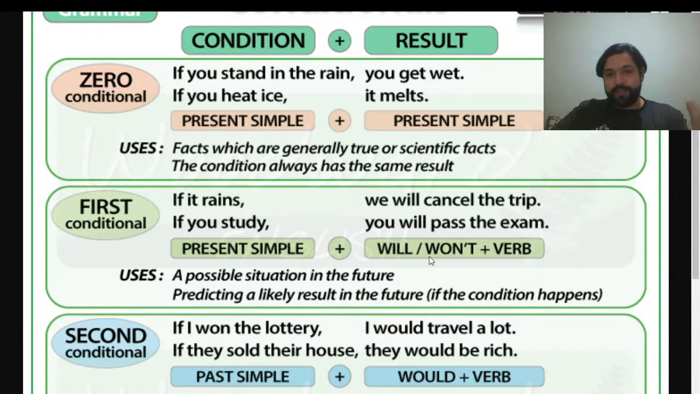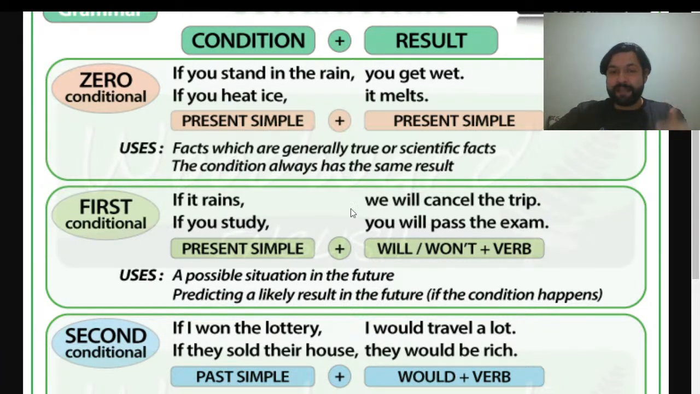Here the image just shows will or won't in the negative, but we can also use will, can, may, or going to. We can also use other forms for future to represent this future possibility. So in this case, we have, if it rains, we'll cancel the trip.